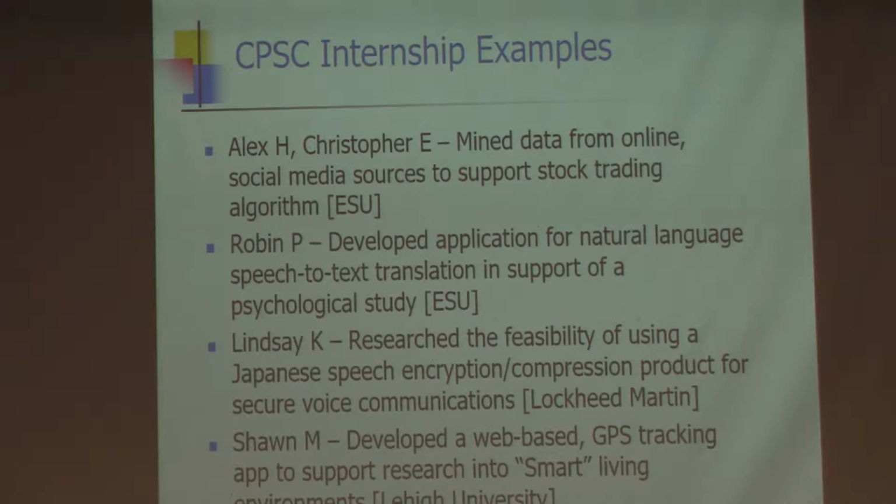The last one is Sean M. He's the one who worked at the NSF project at Lehigh University called Smart Spaces, and he developed a web-based GPS tracking system. So basically, individuals on smartphones that were participating in the project would be tracked both outside and inside the facility using his app. All right, so those are 4 internship examples, and they're all different, but in some way they're all representative of what ESU students do during their internships.